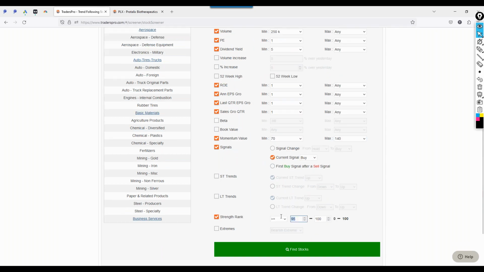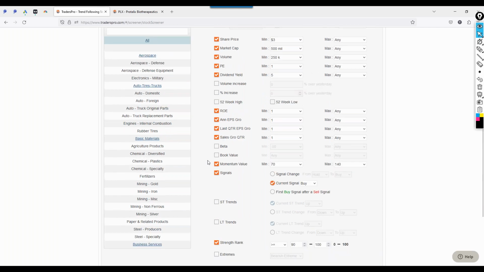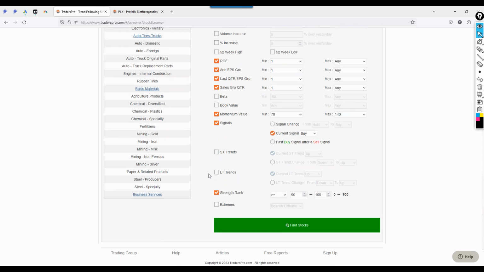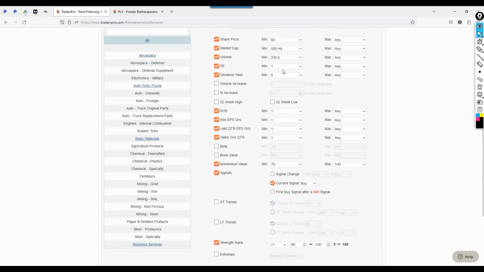And let's bump this number down to 90. Because we want the top performing stocks currently, between 90 and 100, that's going to give us the top performing stocks. Now, if we click on find stocks and we get a goose egg, we get 0. It's too tight of a setting. It's too tight of the parameters. We need to make some adjustments.